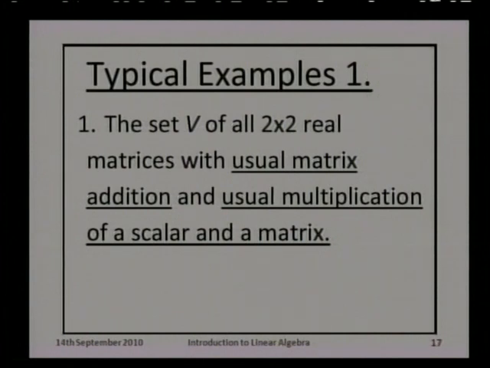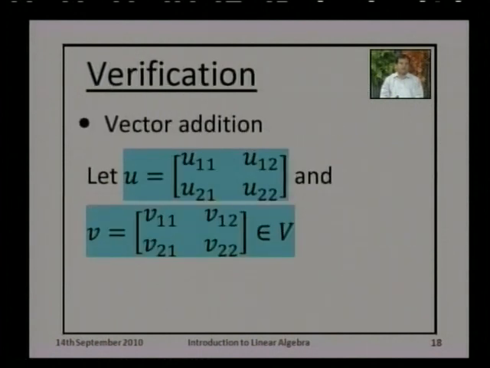So let us discuss some typical examples which we will be using at various places. The first example we deal with is the set V of all 2 cross 2 real matrices with usual matrix addition and usual multiplication of a scalar and a matrix. So let us verify how it is a vector space.